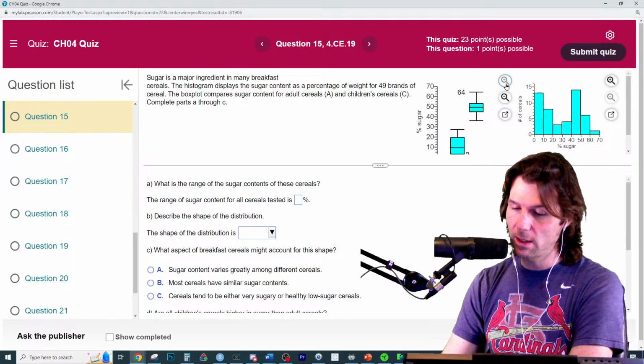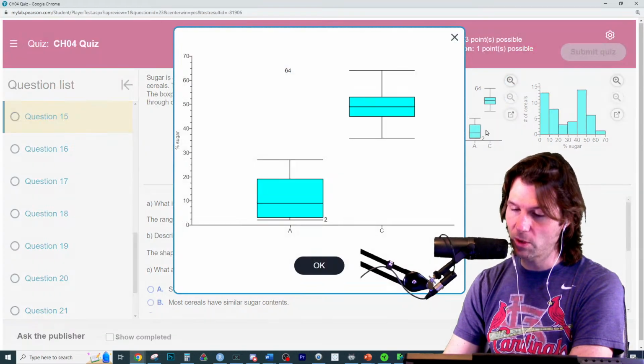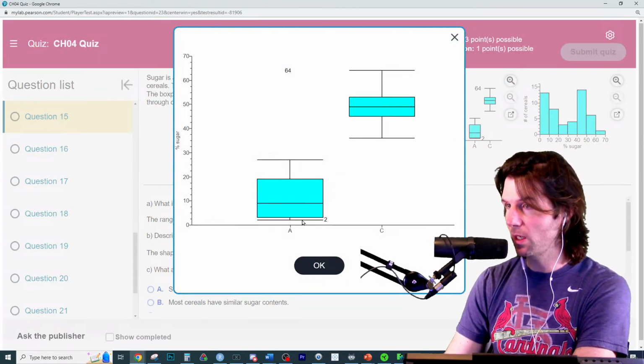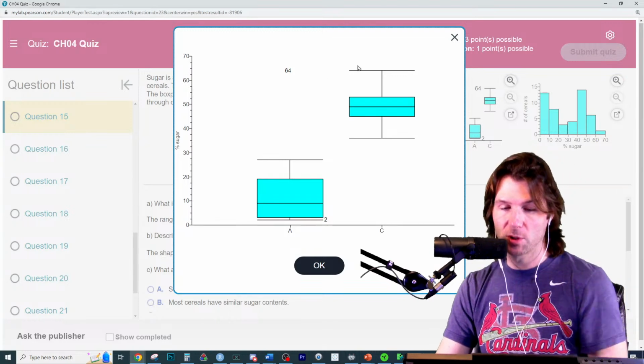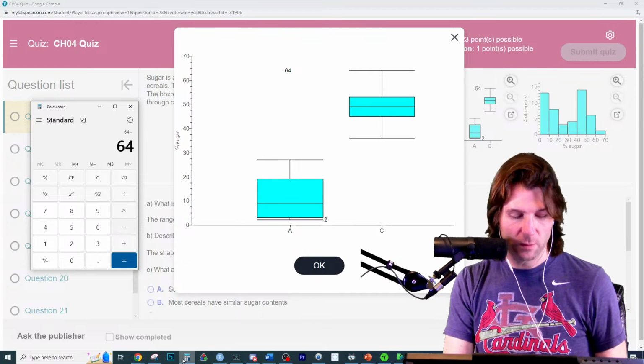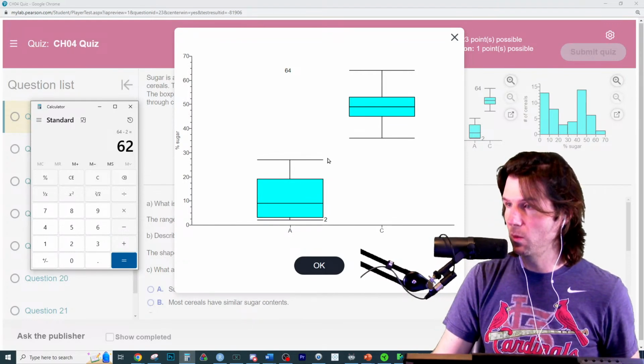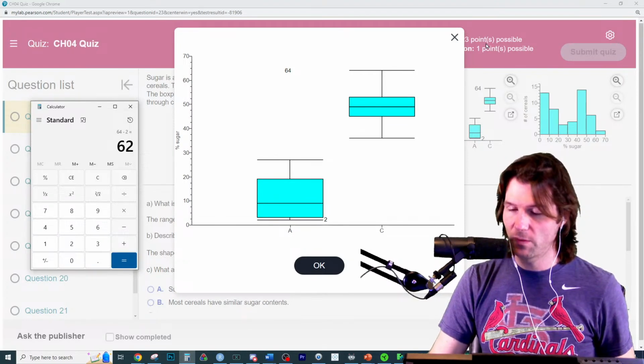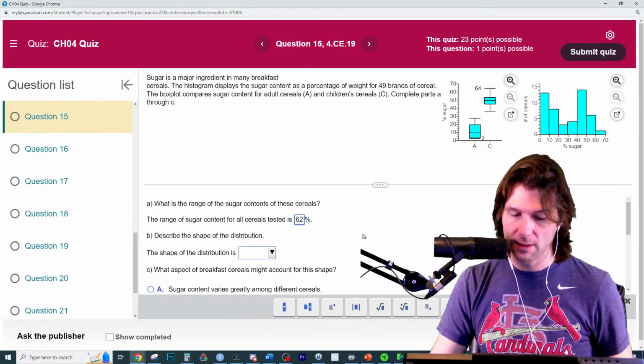You actually need to look at the side-by-side box plots right here, which are going to tell you that the minimum value for adults was 2, and the maximum for children was 64. So all we're going to do right here is take max minus min to get range, and that is 62. Be careful, look at the box plots, which give you the exact numbers right there, and that's the range.